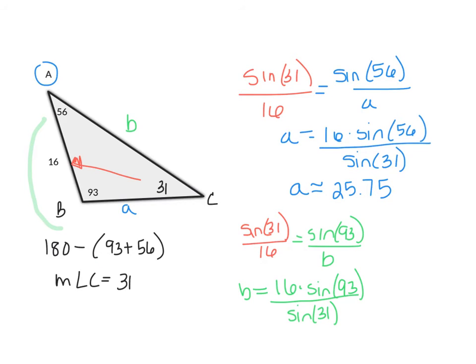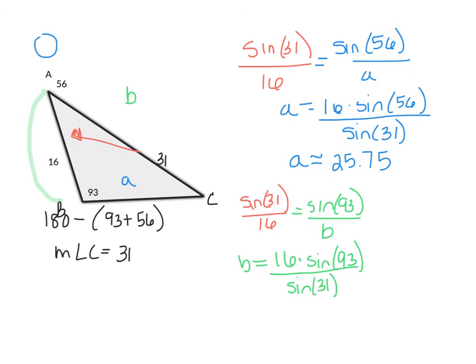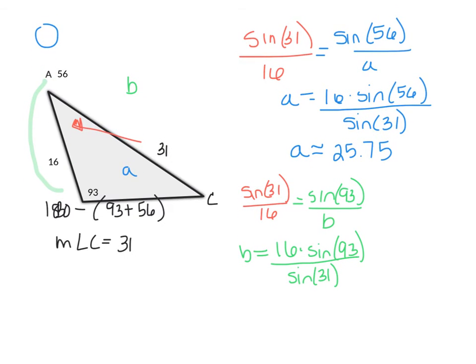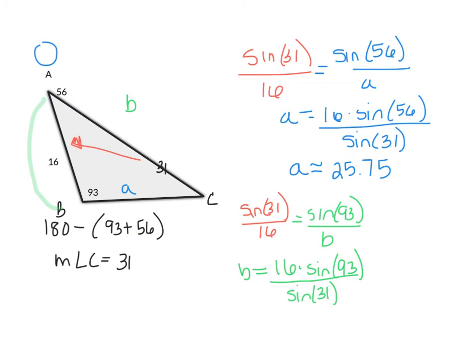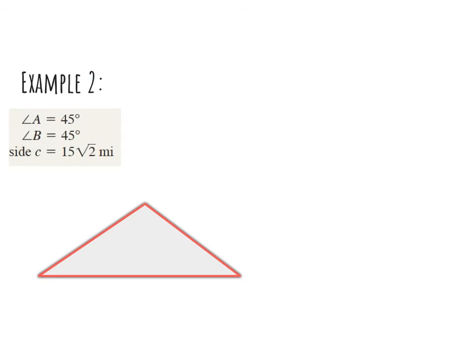Once we have that all written out, then we pick up our calculator and put this in to find that side B is about 31.02. Again, once you're all done, double check. The largest angle and the largest side should be across from each other. The smallest angle and the smallest side should be across from each other.